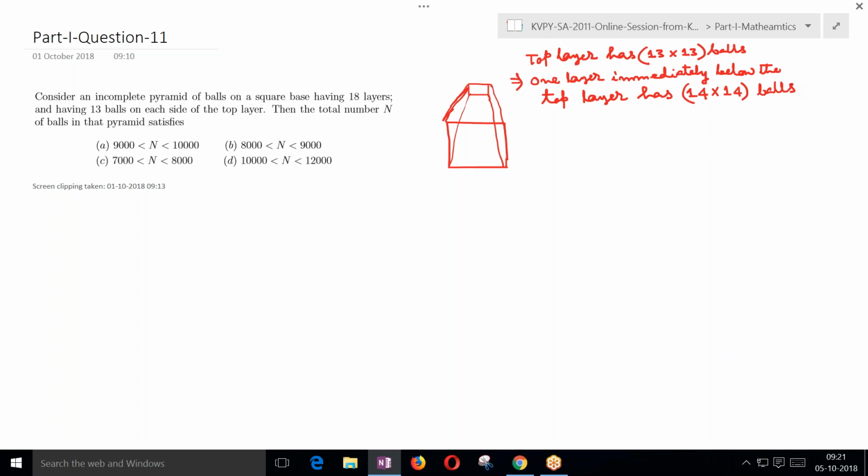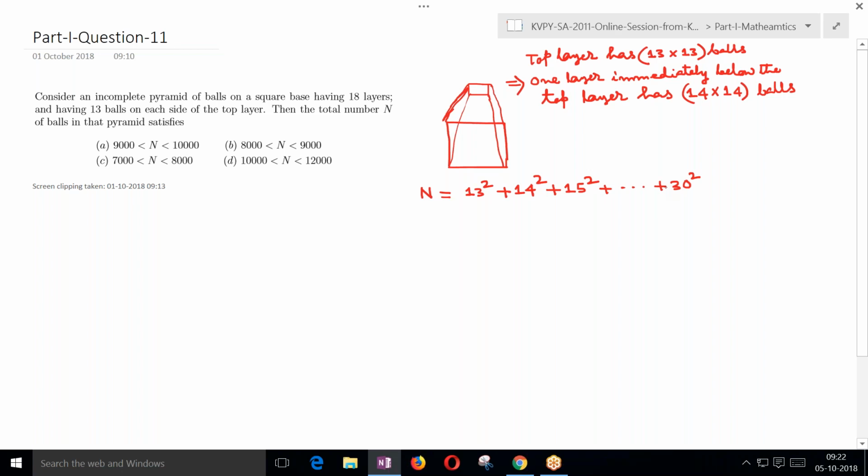Correct? So as n is the total number of balls, how can we compute n? N should be equal to, first one is 13 square, next layer will have 14 square, next layer will have 15 square. In that way, it will continue till how many layers? 18 layers. That means the last layer will have 30 square balls. I hope you understood how it is 30. 13 to 14 to 15, in that way if you complete the 18 layers, it will be 13 plus 17 layers. 13 is the first layer, 13 plus 17 is equal to 30. So the 30th layer.